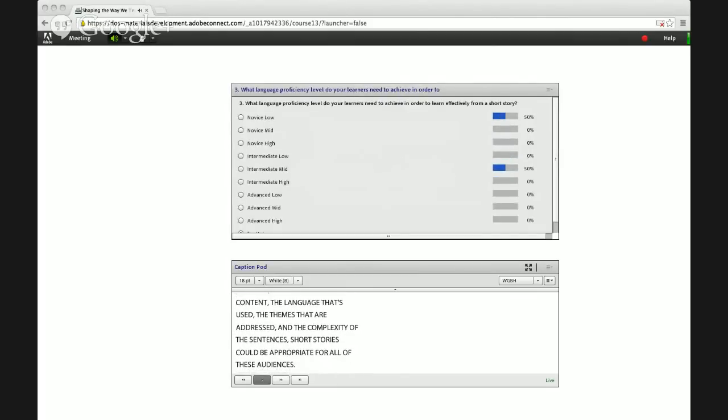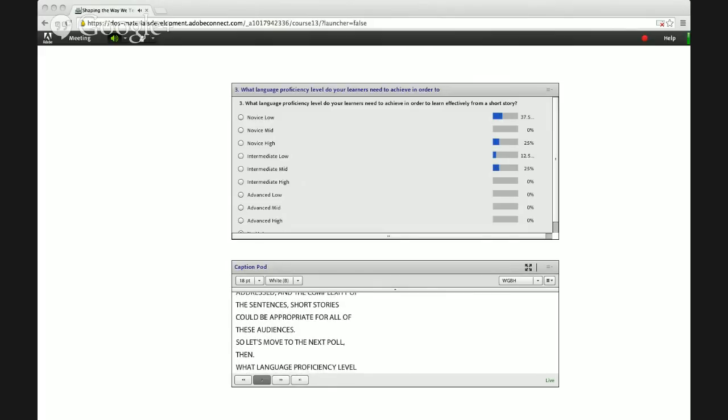Okay, so what language proficiency level do your learners need to achieve in order to learn effectively from a short story? I'm using some language that comes from the American Council of Foreign Language Teachers. These are the descriptions that they use to describe their levels. So we're talking about the very first language proficiency level your learners need to achieve. So what do you think is the lowest level that a student should be at in order to read from a short story, learn from a short story?